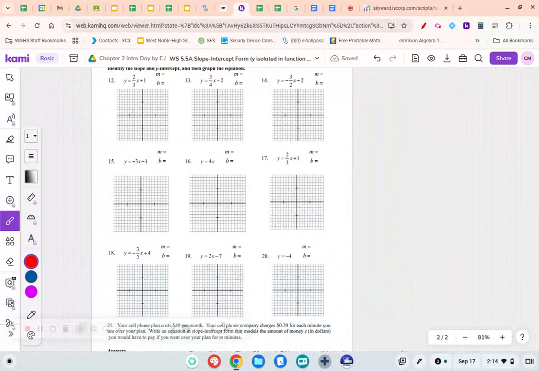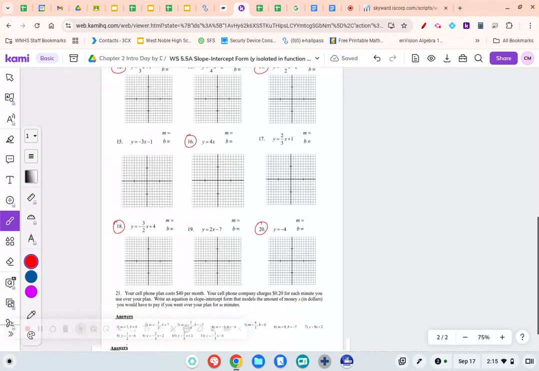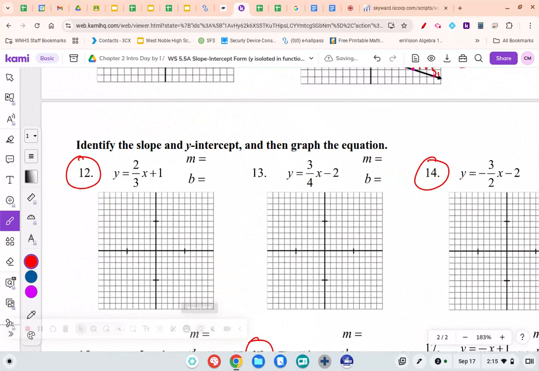I think we'll do the odds here. No, I take it back. We're going to do the evens. We're going to do 12, 14, 16, 18, and 20. And then we'll also talk about 21. So for 12, it asks us to find the slope and the y-intercept and then graph it.